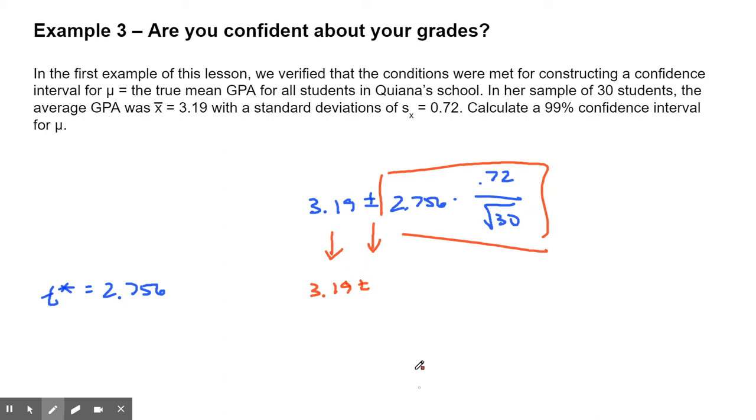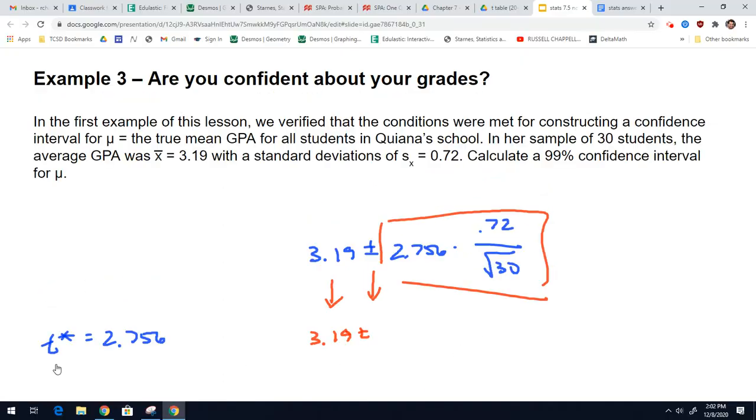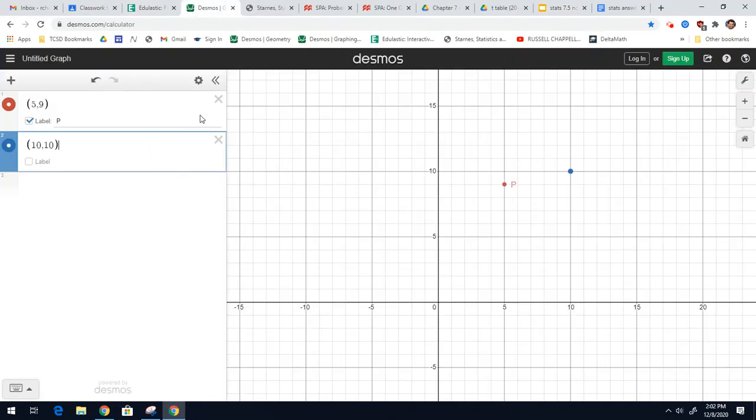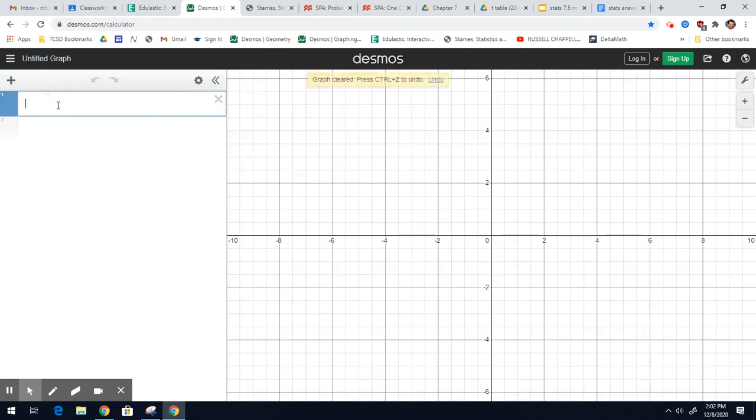Okay, so there I am. Let's go to Desmos Graphic Calculator. Let's get rid of some of this from geometry. All right, here we go. So we're going to do 2.756 times fraction, 0.72 on top, and on the bottom is the square root of 30. And there's your margin of error. Again, I would go to the same number or one more number decimal than the problem.